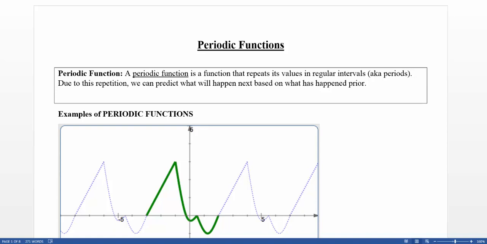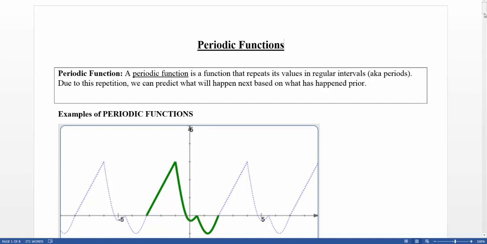Periodic functions. A periodic function is a function that repeats its values in regular intervals, also known as periods. Due to this repetition, we can predict what will happen next based on what's happened prior. This is a very powerful type of function because when history repeats itself, it helps us figure out what might happen in the future. We'll look at several examples of periodic functions, and then we'll zone in on the ones that we plan to work on this semester. Let's look at some examples of periodic functions.